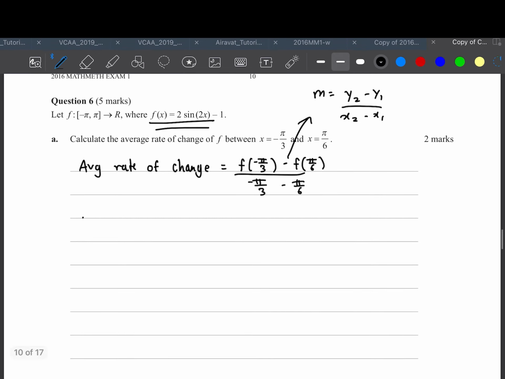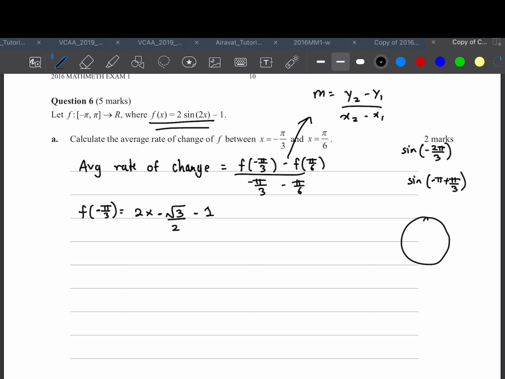So let's calculate f of negative pi on 3, which is going to be 2 times negative square root of 3 on 2, minus 1. Now how did I get this negative root 3 on 2? Well, I got it by solving sine of negative 2 pi on 3. Now this is the same as writing sine of negative pi plus pi on 3.